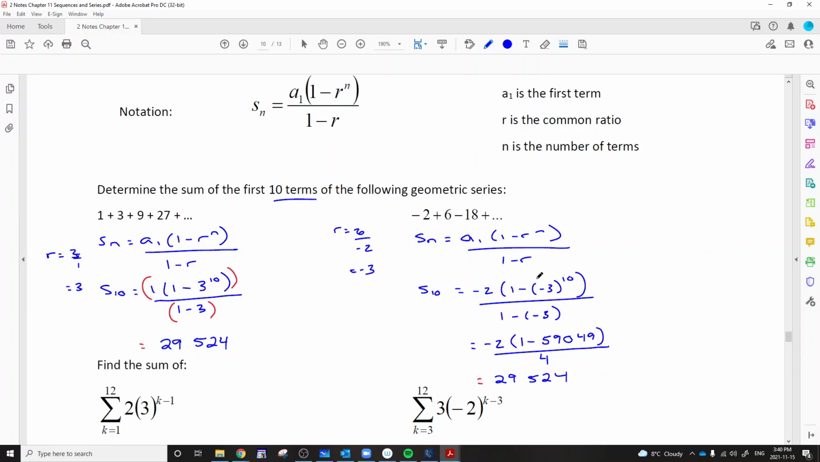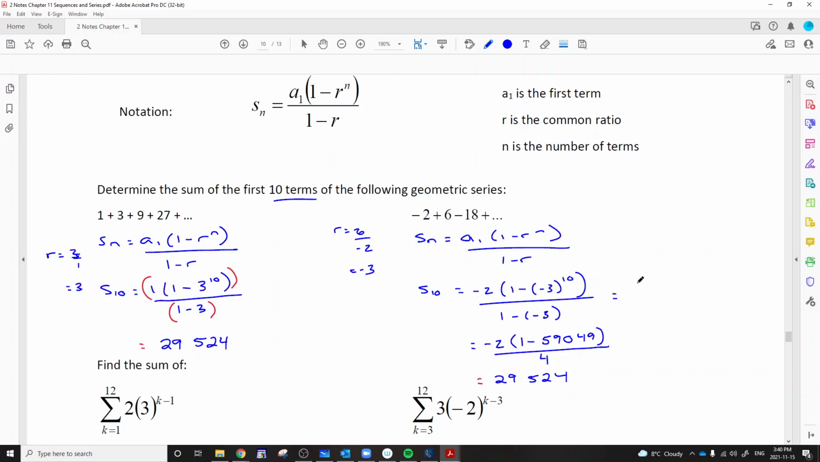You could plug this straight into your calculator. Just be careful, right? -2 bracket 1 take away -3 to the exponent 10. Look at your calculator. Did your calculator write it like this? Does it go take away? Does it put the -3 in brackets to the exponent 10 and then get your bracket? And I would even hit equals at this point, right?